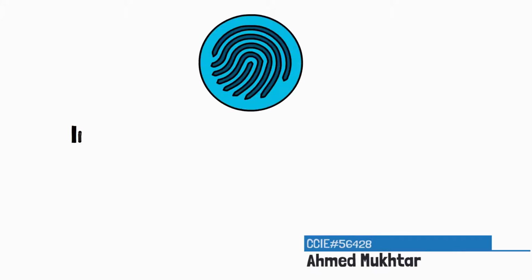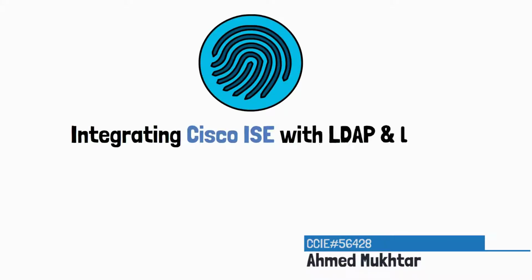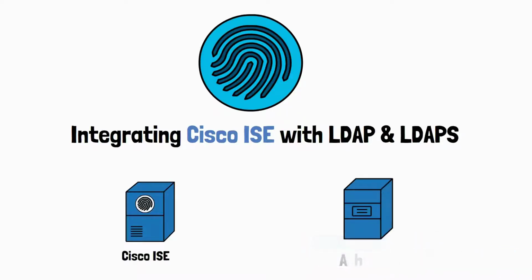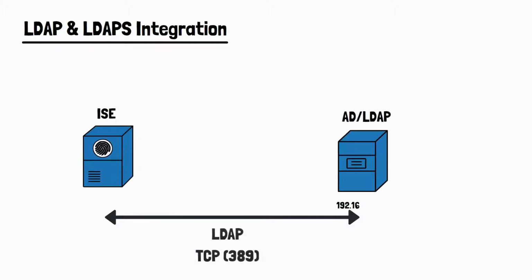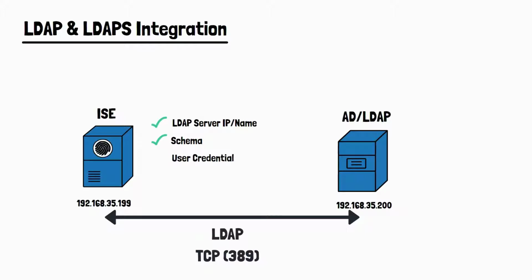Hey there, today we will be working on integrating Cisco ISE with LDAP and LDAPS server on a Windows 2012 R2. Now integrating simple LDAP with the TCP port of 389 is pretty straightforward. You just need to know the IP of the LDAP server, the schema, a user credential, and the search-based DN, and you are pretty much good to go when it comes to integrating with Cisco ISE.